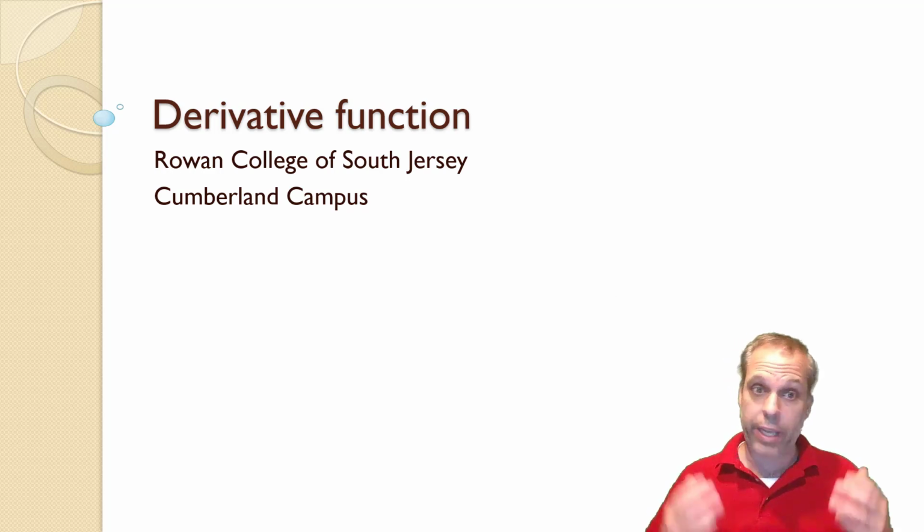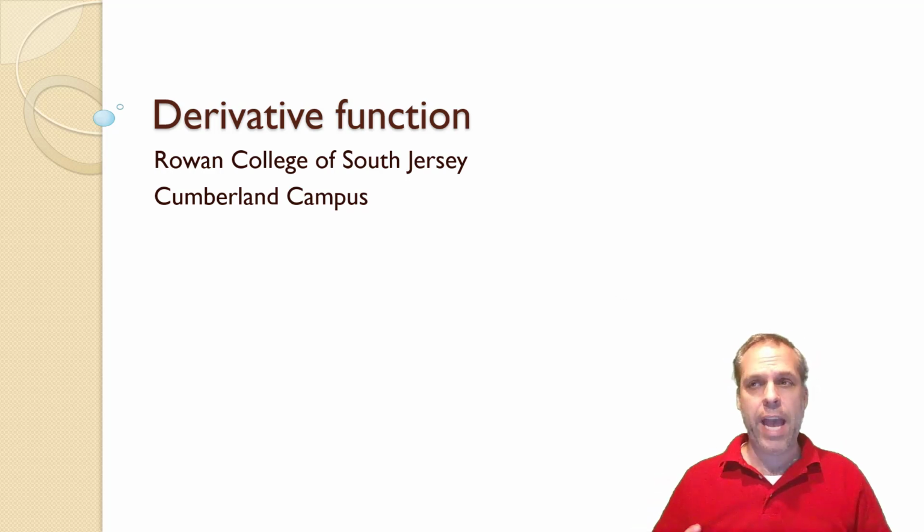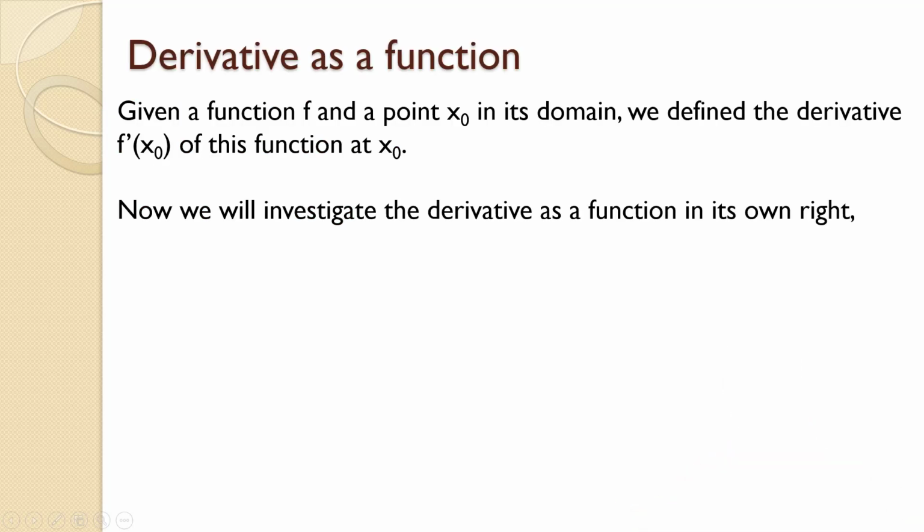So in this video, I introduce the derivative function, and I talk about when it exists and when it doesn't exist. So given a function and a point x0 in its domain, we define the derivative f prime of x0 of this function at that value. It's just the slope of the graph at that point. It was also the rate of change of the function for that particular x value.